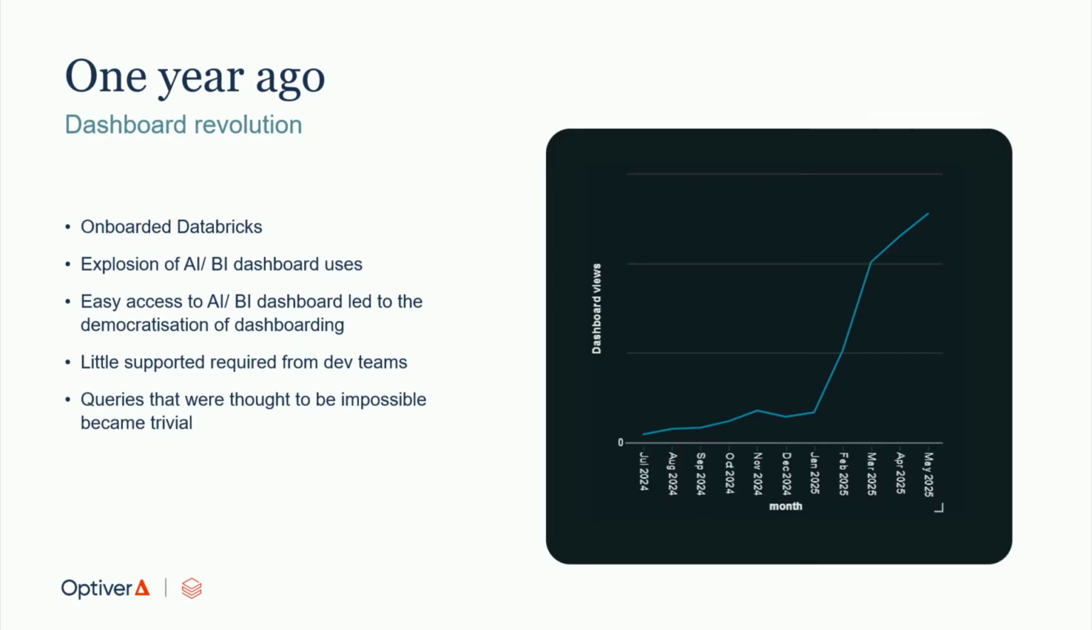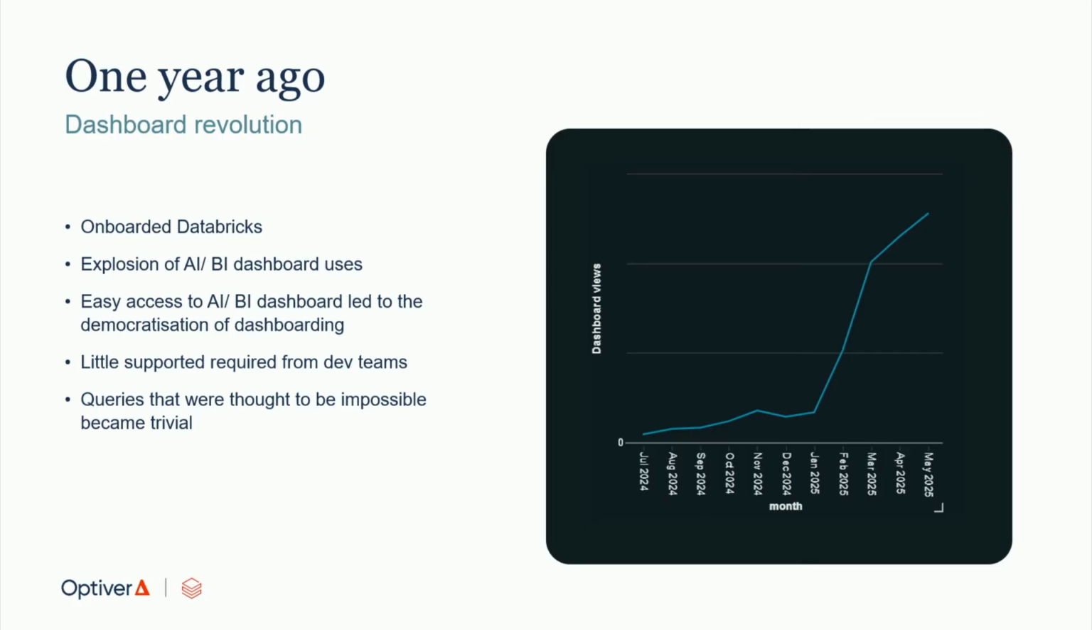Fast forward 1 year, when we onboarded Databricks and everything started to change. We saw what I like to call a dashboard revolution. There was an explosion in dashboard usage across the company. Teams were suddenly building and sharing dashboards as if it was second nature. And it wasn't just anecdotal. We pulled the stats, and it was clear that the usage of AI/BI dashboards has skyrocketed.